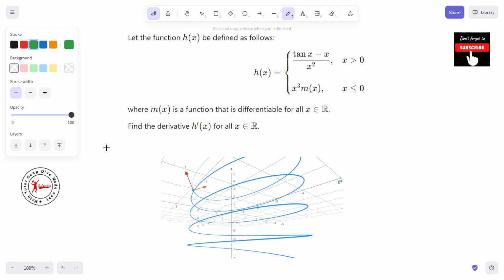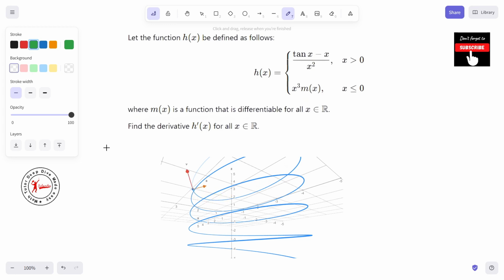This question is, consider the function h of x defined as follows. For values of x greater than 0, h of x is equal to the tangent of x minus x, all divided by x squared. For values of x less than or equal to 0, h of x is equal to x cubed times a function m of x, where m is differentiable for all real numbers. Our task is to find the derivative of h with respect to x for all real values of x.